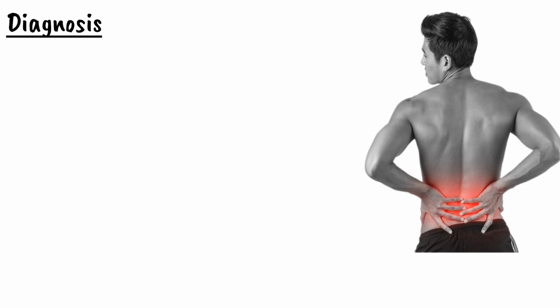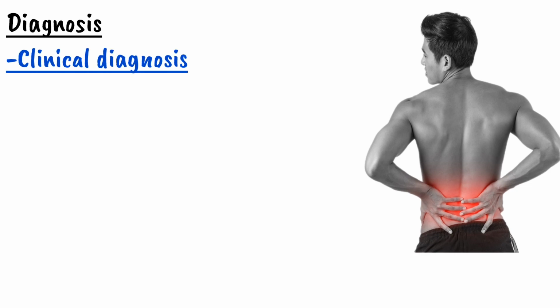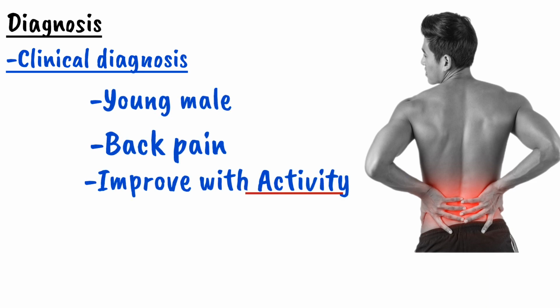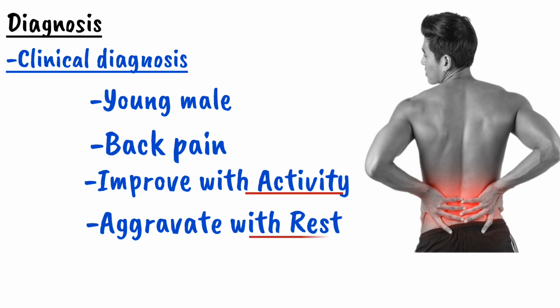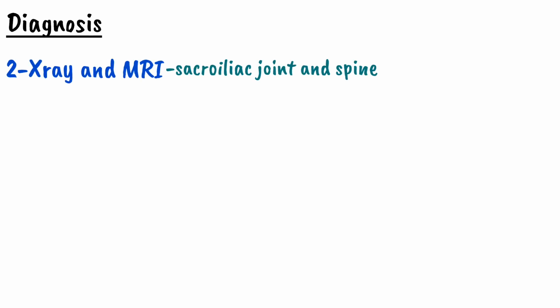So how will we diagnose ankylosing spondylitis? Remember that ankylosing spondylitis is usually a clinical diagnosis, meaning that a young male who has back pain which improves with activity and aggravates with rest is a typical case of ankylosing spondylitis. Apart from this clinical feature, we can also perform X-ray and MRI of the sacroiliac joint and spine.